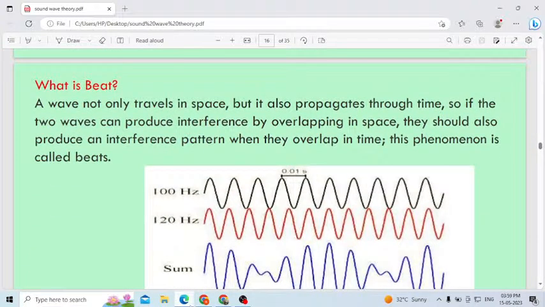Yes, this is the second class in sound waves. In this class, we will study in detail about infrasonic and ultrasonic waves, then what is meant by beat, and the Doppler effect. Everything we will discuss in detail. This is the second continuous class of sound waves.